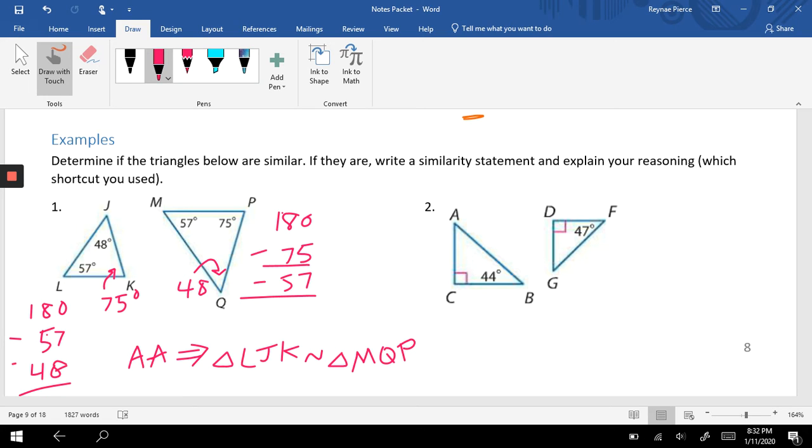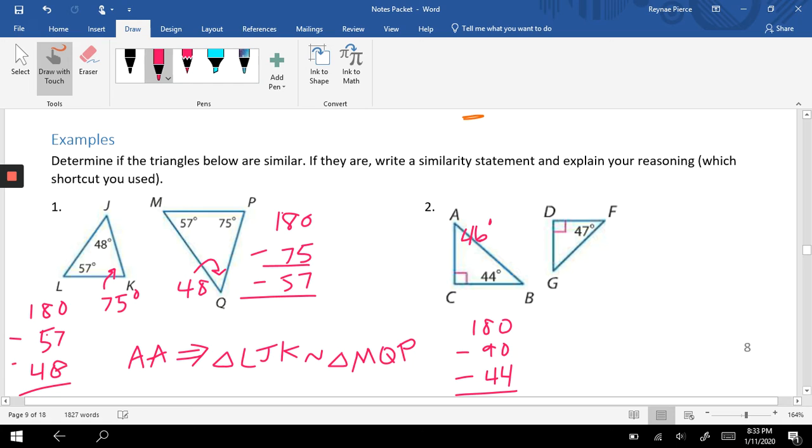Okay, and remember that how you name that first triangle doesn't matter, but that second triangle, the way you name it has to match up those corresponding parts. Okay, example 2, I'm going to start the same way. I know 2 angles, but I'm going to find that third one. Okay, because right now I only see one pair of matching angles, angle C and angle D, both being 90 degrees. Okay, so 180 minus 90 minus 44 makes angle A 46 degrees.